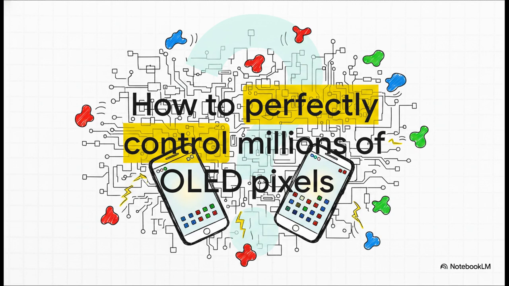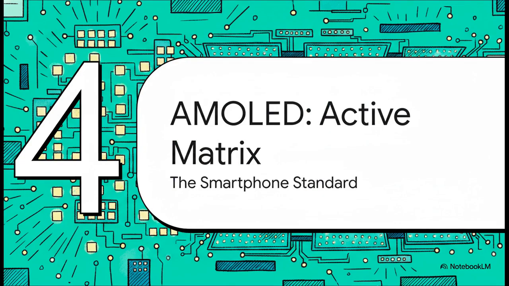So, we have this amazing organic material that glows brilliantly when we shock it with electricity. But here's a massive challenge for you to consider. A modern smartphone screen has millions of these tiny RGB subpixels. How on earth do we supply and perfectly regulate the exact right amount of current to every single one of them millions of times a second without the screen just flickering out or failing completely? Let's answer that in Section 4. AMOLED, Active Matrix Precision, the smartphone standard.